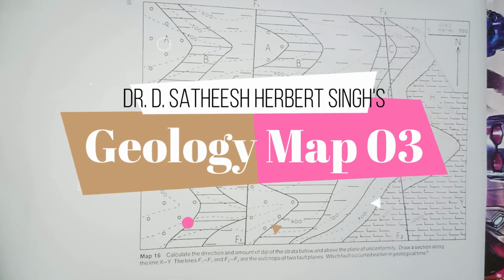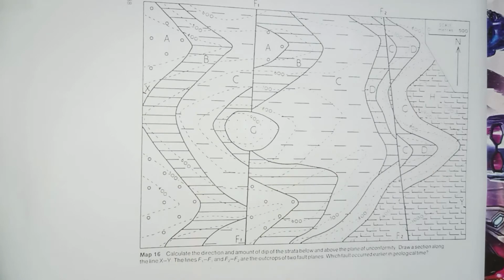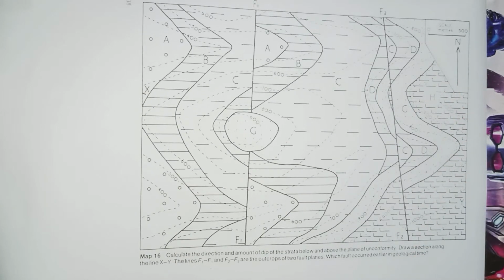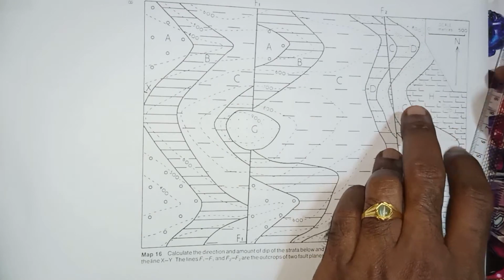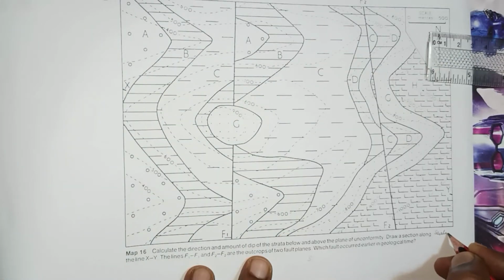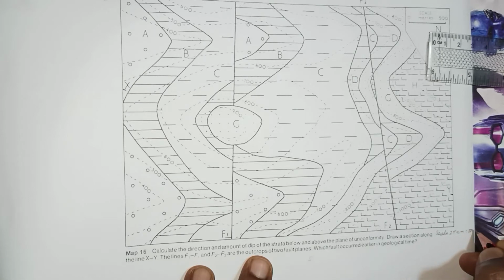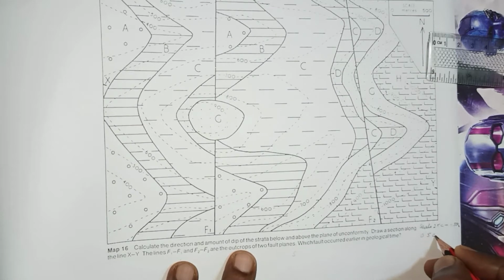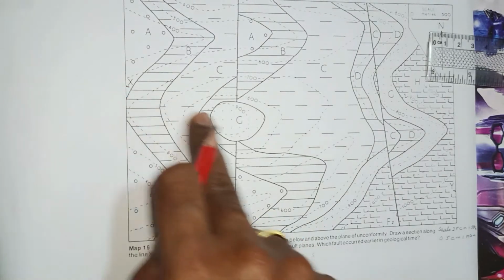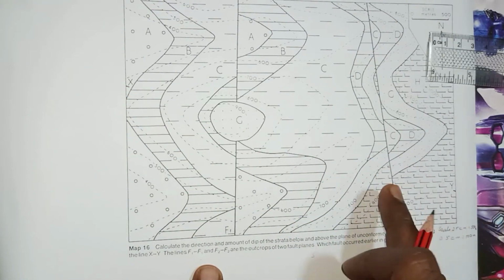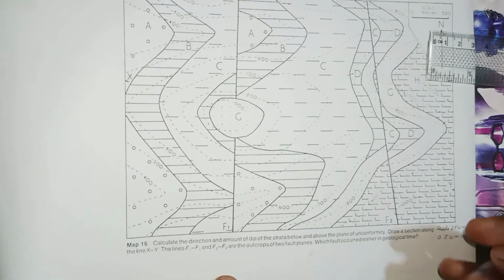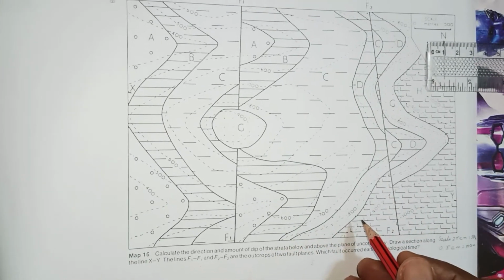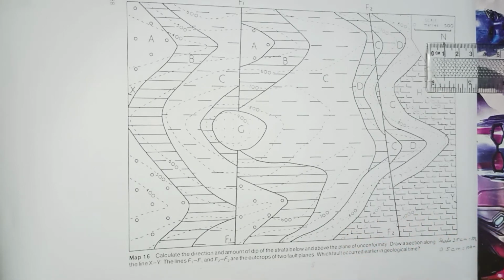In this video, we are going to see how to solve this map. Okay, here the scale is given. 0.5 centimeter equal to 500 meter. That means 0.5 centimeter equal to 100 meter. So we have to draw a cross section along XY and we have to calculate the dip and we have to find out which fault is younger and which is older.